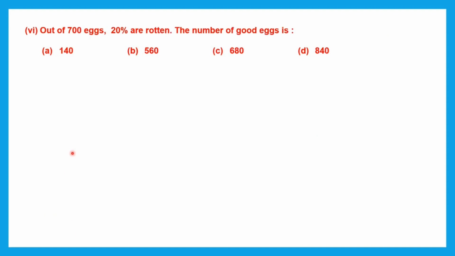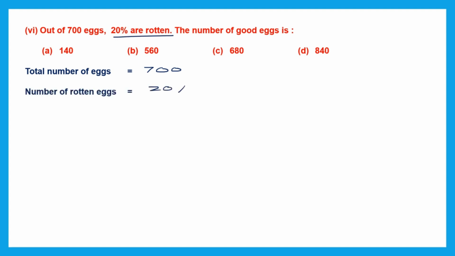Question 6. Out of 700 eggs, 20% are rotten. So the number of good eggs is what? Okay, so what is given to us? The total number of eggs is given to us, that is 700. Out of that, 20% are rotten. So the number of rotten eggs will be 20% of 700. So that will be 20 by 100 into 700.